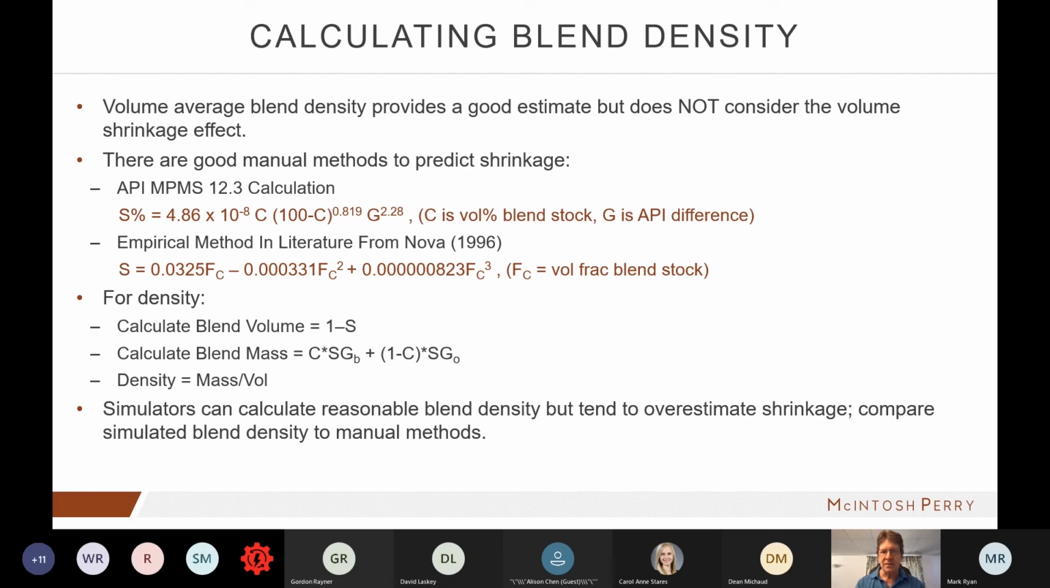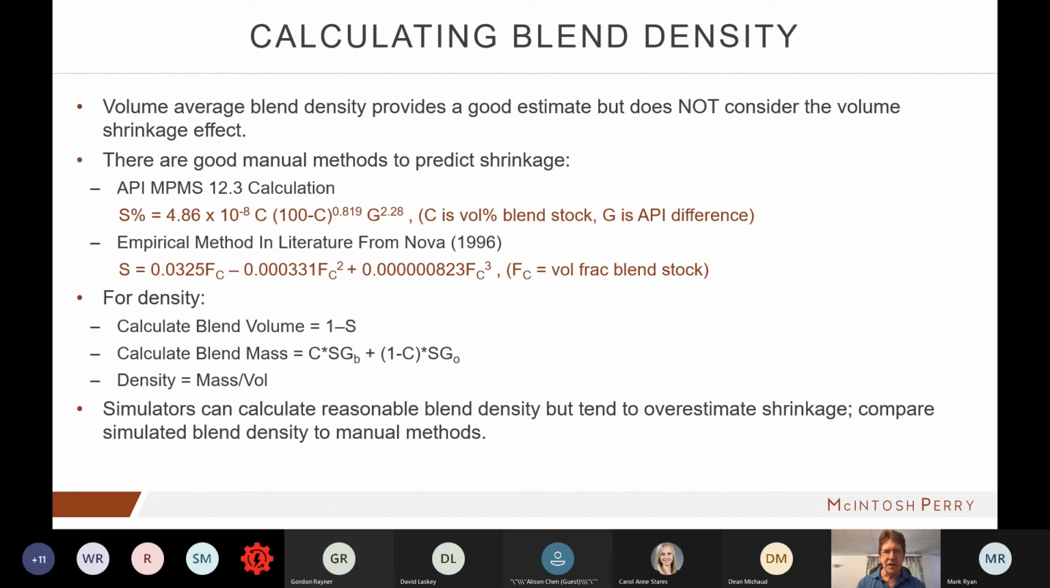It's relatively accurate. In 1996, some people at NOVA said that, yeah, that's true, but they were finding some results above 30% blend that were getting less accurate with that particular method. So they came up with this polynomial you can see here, where you plug in the volume fraction of the blend stock. Up to about 30%, both methods will give you probably a very similar number.